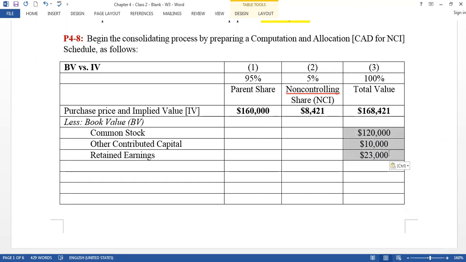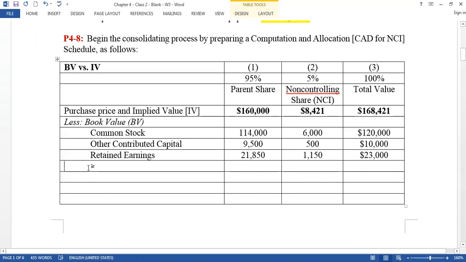Now 95% belongs to the parent company, right? 95% belongs to the parent company, and 5% belongs to the non-controlling interest. So we are going to allocate this now. So 114,000 for the parent share of common stock, and 6,000 for NCI. Then 9,500 and 500. Then 21,850 and 1,150.